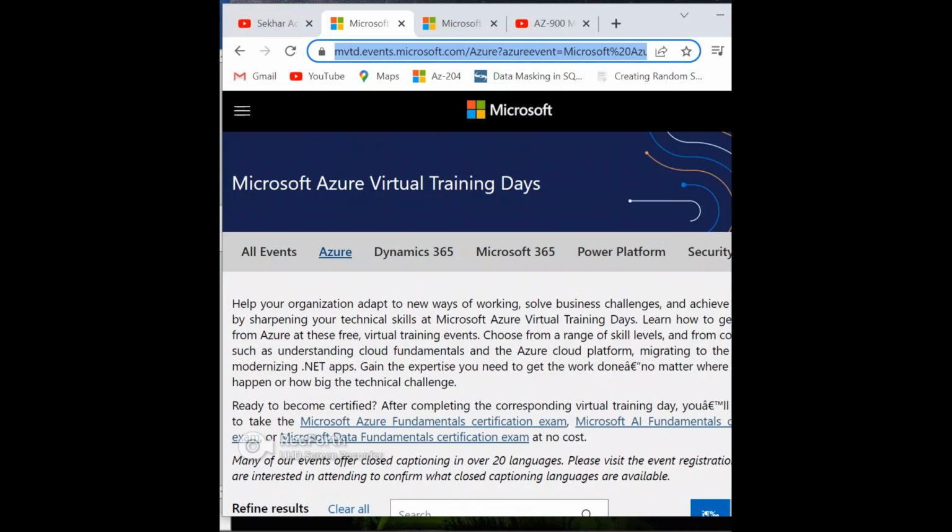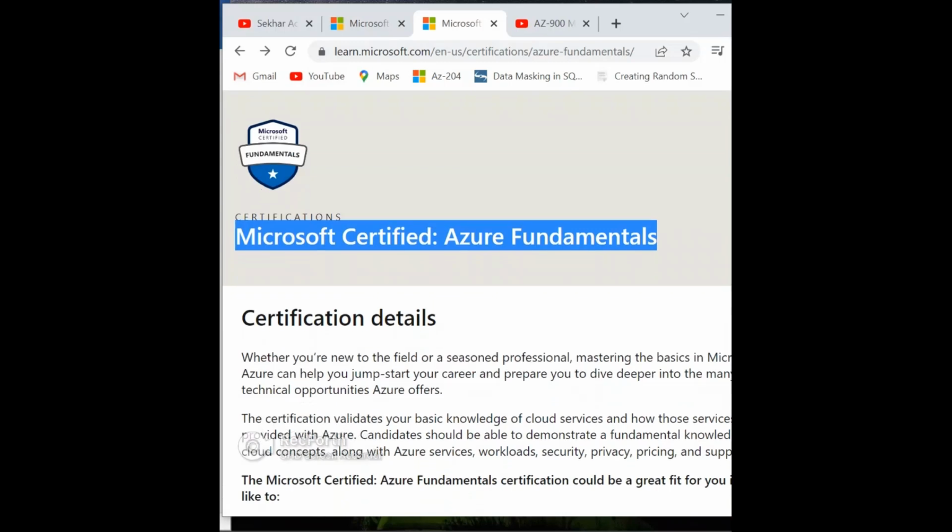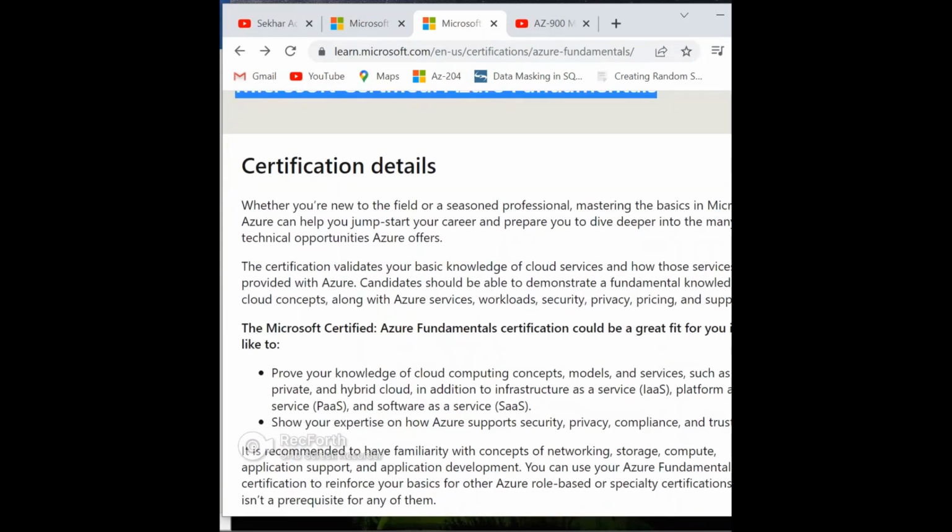Okay, so now let's go to the exam pattern. The certification improves your knowledge of cloud computing concepts, modules, and services. What services do we have? What cloud patterns do we have? Everything is available, and you will gain expertise once you get certified by the AZ-900.